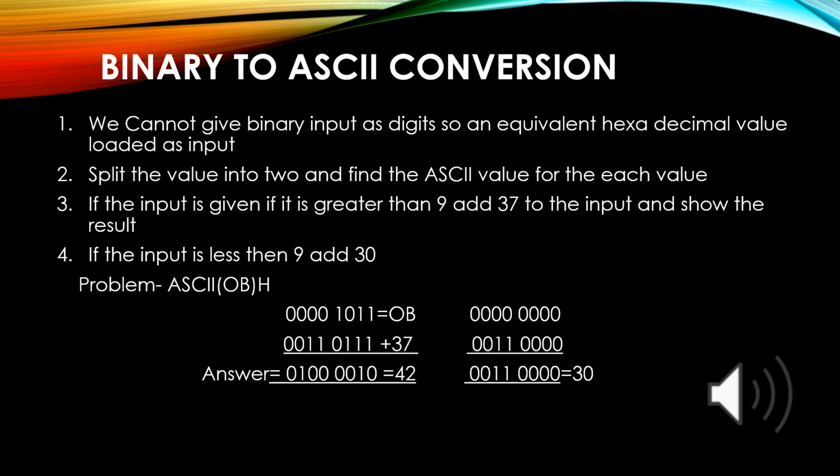Let us see one example. The given hexadecimal value is 0b. First, we should check whether the value is greater than or less than 9. 0 is less than 9, so we should add 30 to it. The final answer is 30.